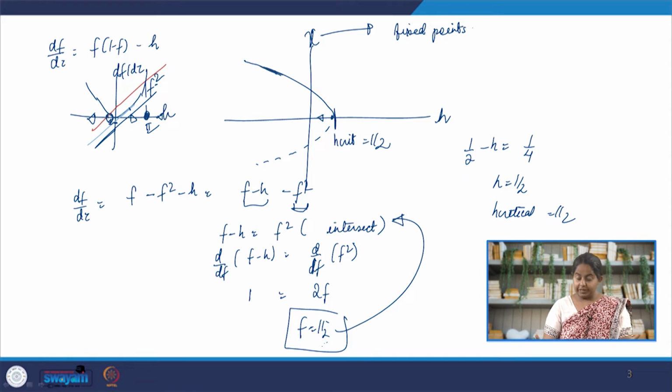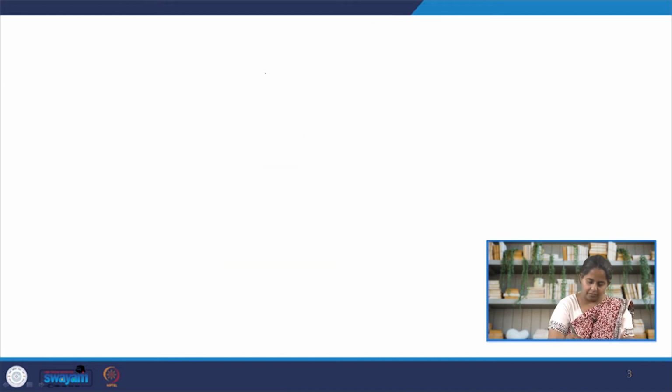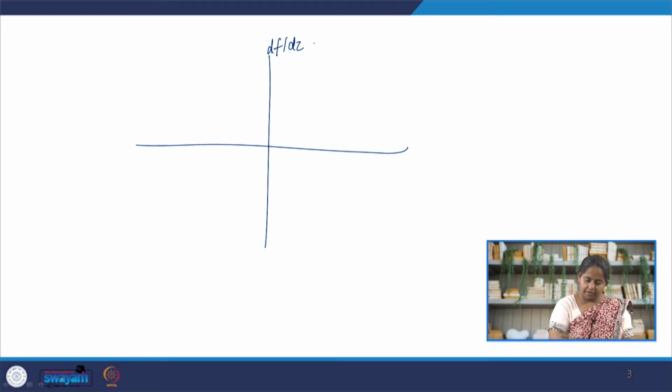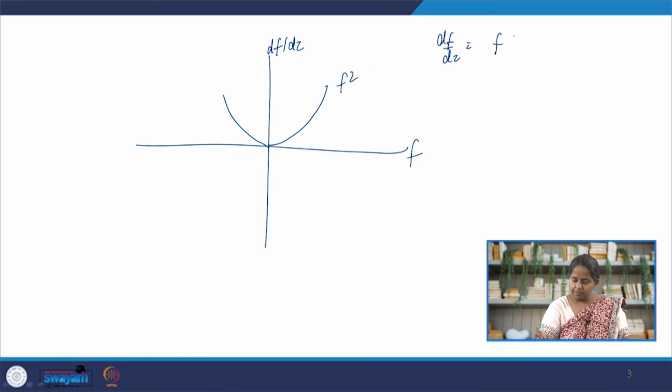Now, one thing we know very clearly is that if we increase the rate at which we are fishing above a certain value, then what will happen? Let us look at the phase portrait. Let us zoom in into the phase portrait a little bit more. So, we have df by d tau here, f here. This is our f square, because remember df by d tau is equal to f minus h minus f square, and this is our f minus h.